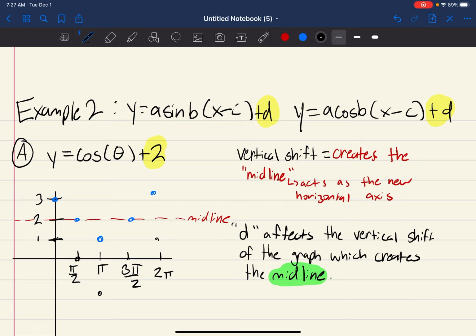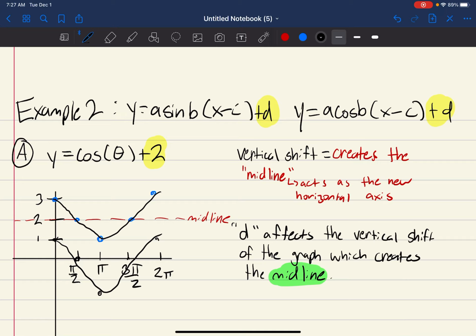And you see how it creates that new graph for us. And all it does is it technically just shifts everything up by 2. That's how you can picture it. Or you could just draw that midline and then draw the graph from there, wherever works for you.